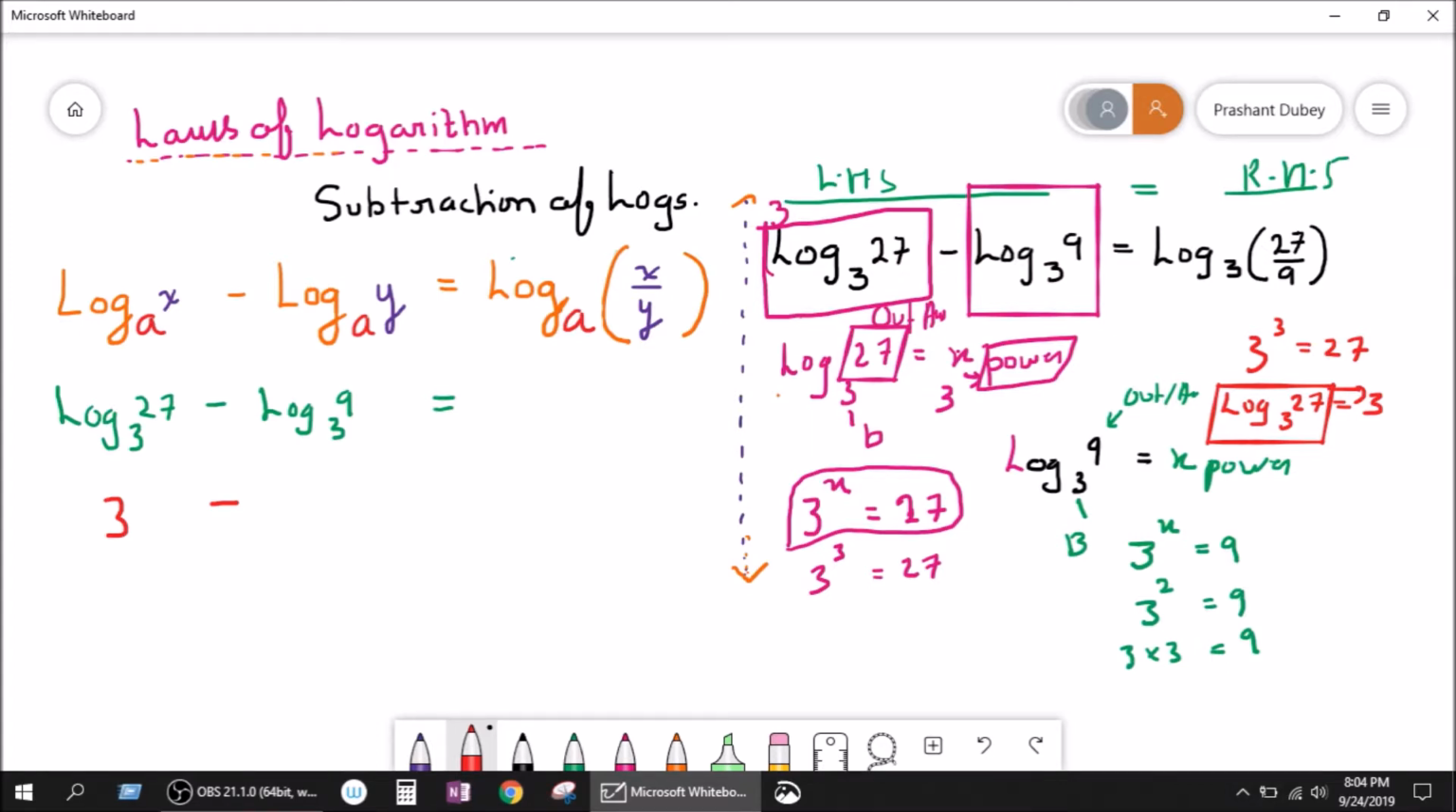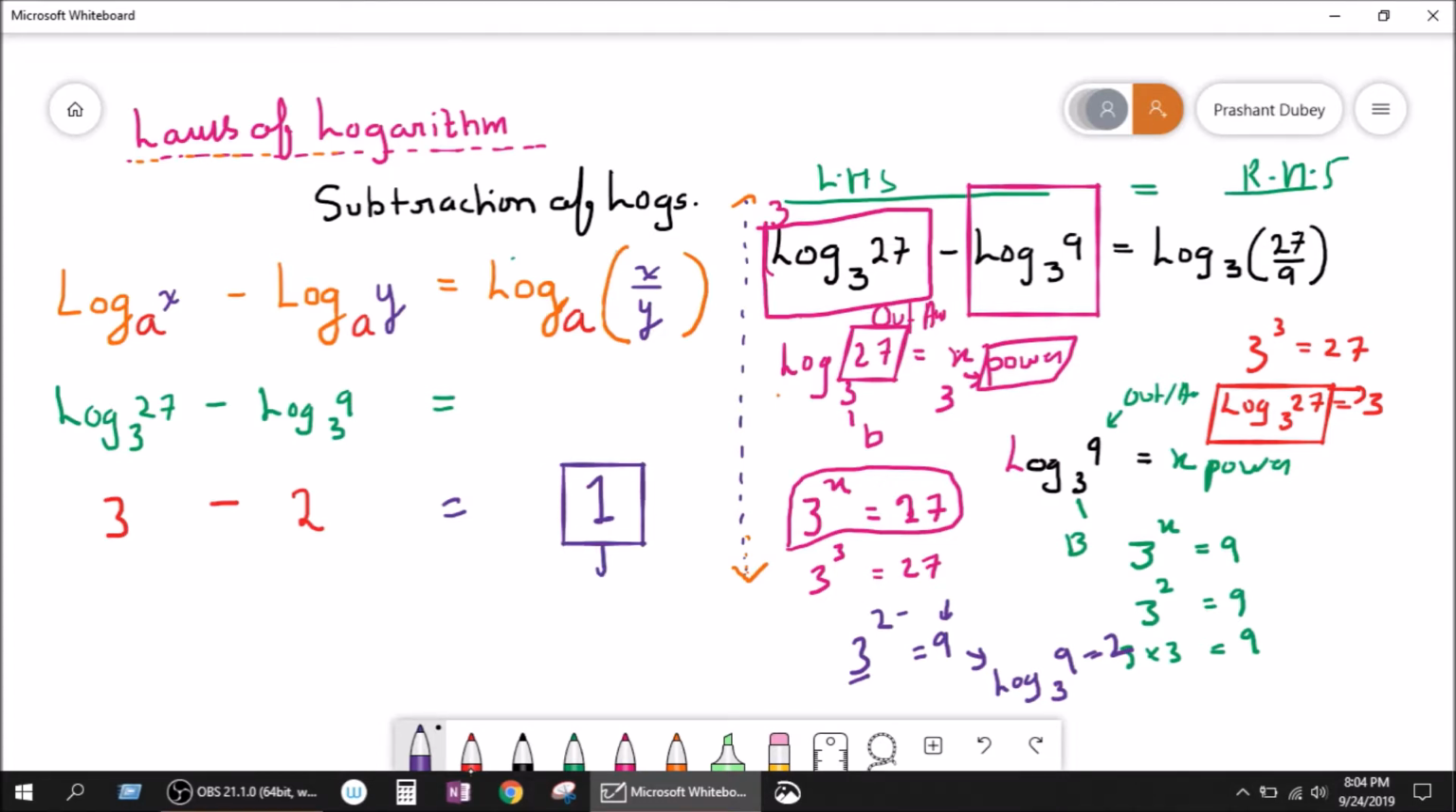And log 9 to the base 3 is 2, because 3 to the power 2 is equal to 9, and this can be written in log form as log to the base 3 of the output 9 is equal to the power 2. So that's why it is 2. So 3 minus 2 is equal to 1. Now what is this 1?